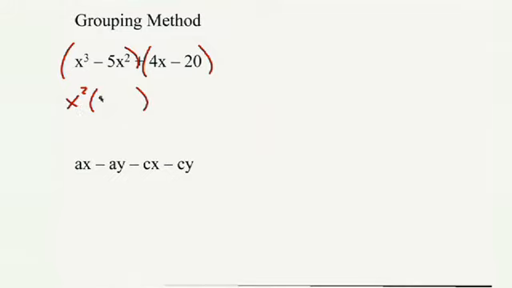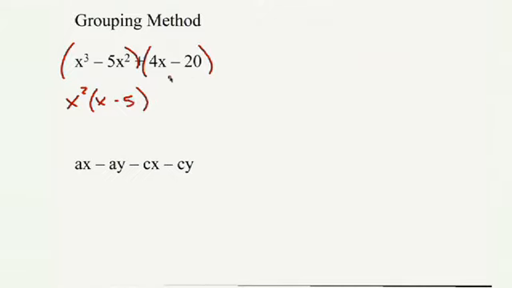But you pull the x squared out, and what is left? What would go in the parentheses? Well, Bill, what would we put in here? Well, to get x cubed, I'd have to multiply x squared by x. Absolutely. And to get negative 5x squared, I'd have to multiply x squared by negative 5. Perfect. All right, so that's our first term.